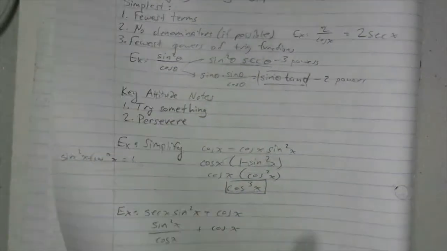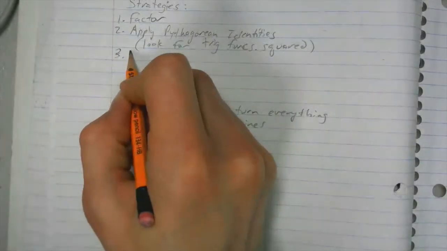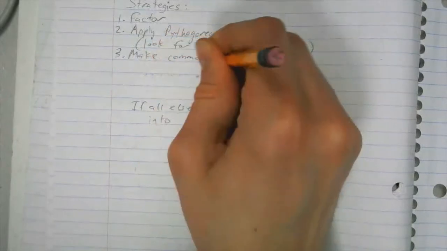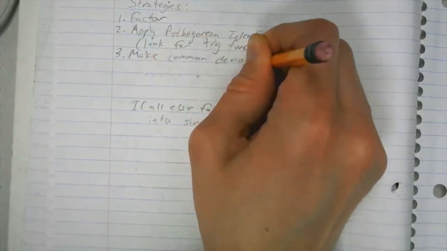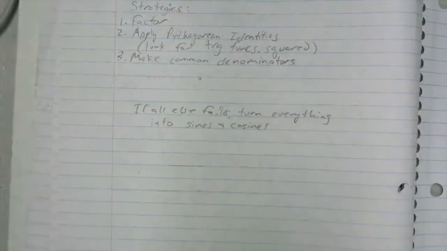Anytime you have a fraction or multiple fractions, another strategy that you can look for, the thing that you can try is to make common denominators. That's a good way to simplify expressions a lot of times.